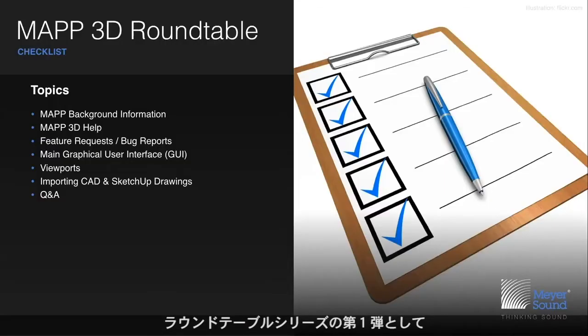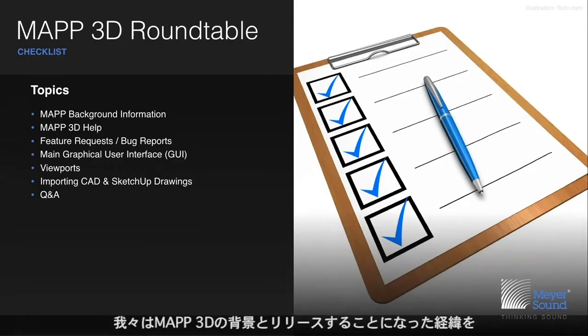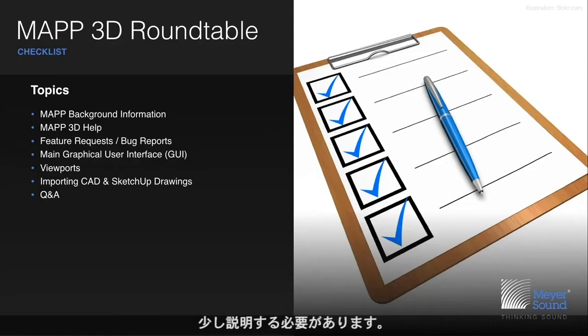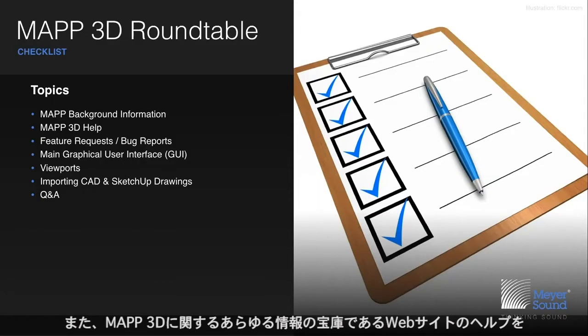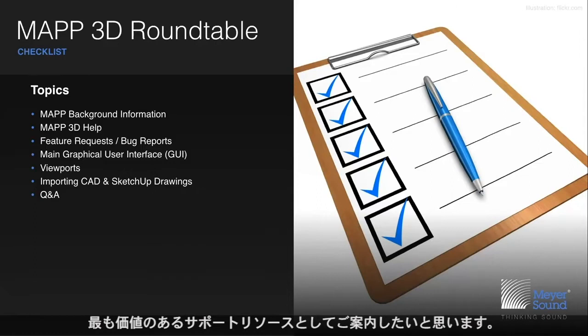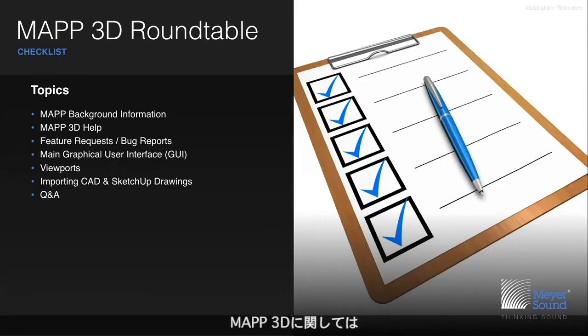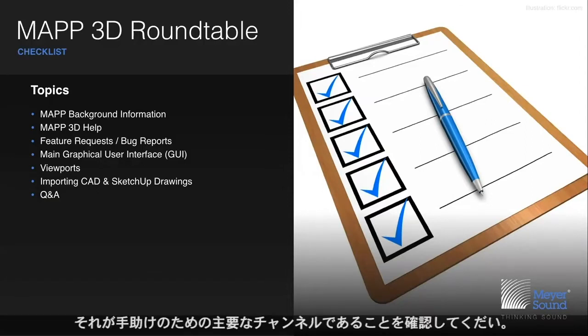Being the first of a series of roundtables, we feel obliged to tell a little bit about the background of MAPP and how we got here, how we ended up releasing MAPP 3D. We also want to direct you to the most valuable support resource, which is the MAPP 3D Help website, which is a treasure trove of everything regarding MAPP 3D. So that's the primary channel for help, and we want to make sure that you know how to find it.